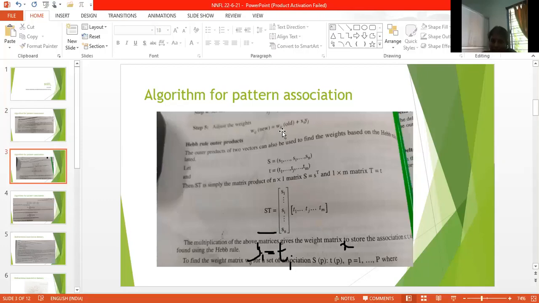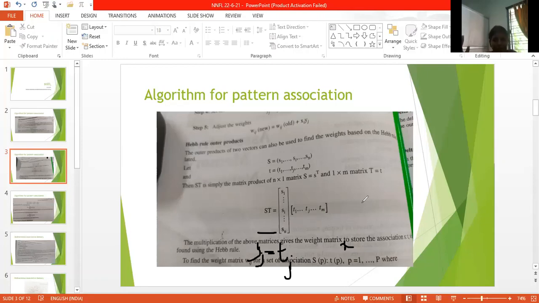Wij new is equal to Wij old plus Xi into Yj. Here you can rewrite this Yi with Yj. Okay. So you are adjusting your weights. Next process is how to determine these new weights. Okay. So step by step procedures.